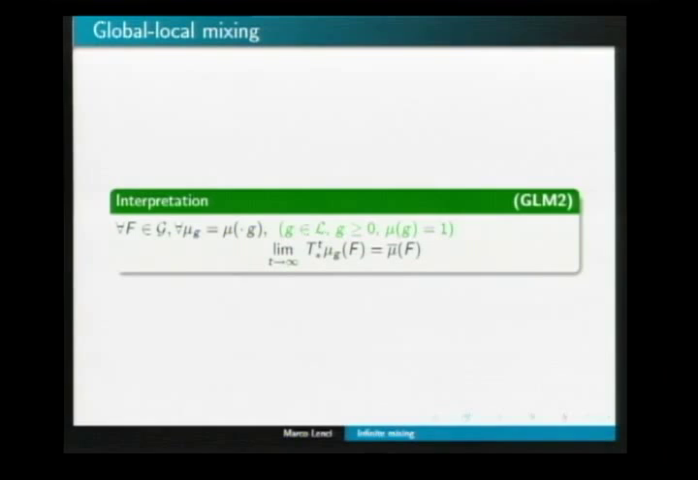Only now, the limit cannot be a probability measure because you have an invariant measure which is infinite, so you have too much space, and of course the measure is going to be diluted all over the place.